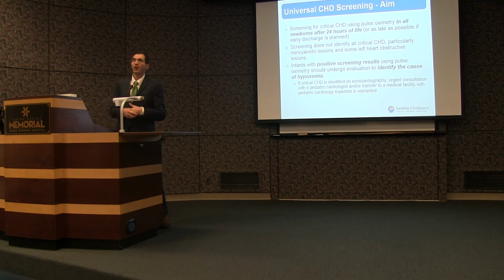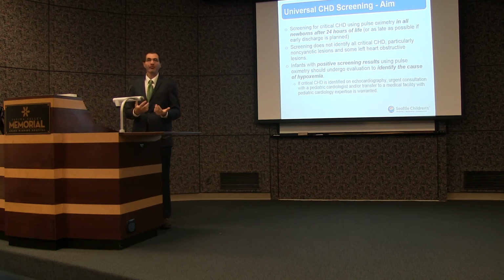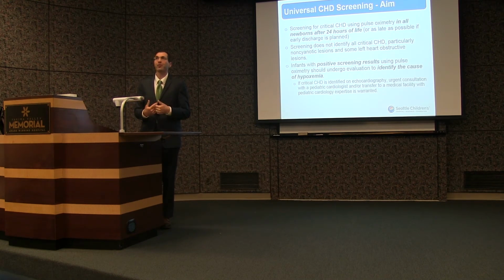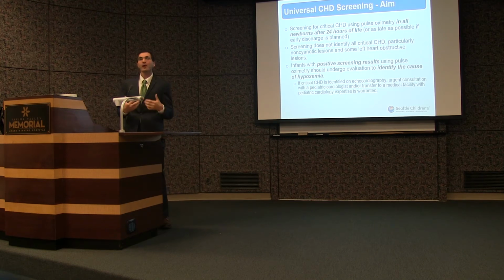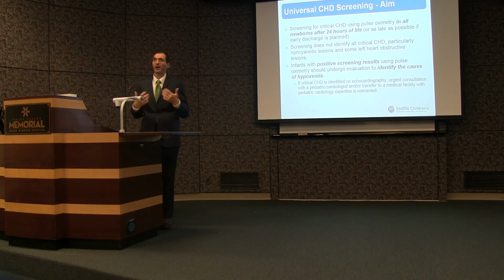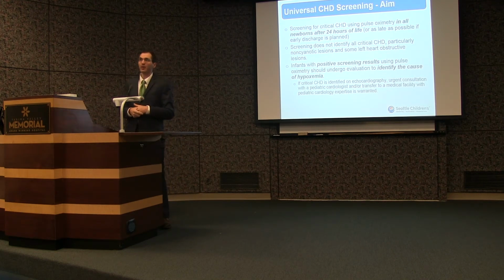So the aim of universal screening is screening for critical congenital heart disease in all newborns after 24 hours of life, or as late as possible. Because again, we want to give that ductus enough time to close on its own to see if the baby will manifest him or herself. So again, the screening does not identify all critical CHD. And if they have a positive screening result, then they definitely need a cardiac evaluation to at least rule out a cardiac cause of the hypoxemia.